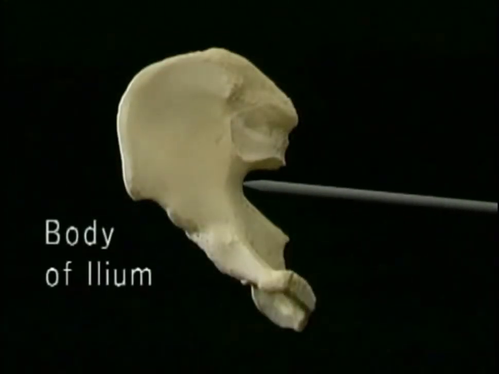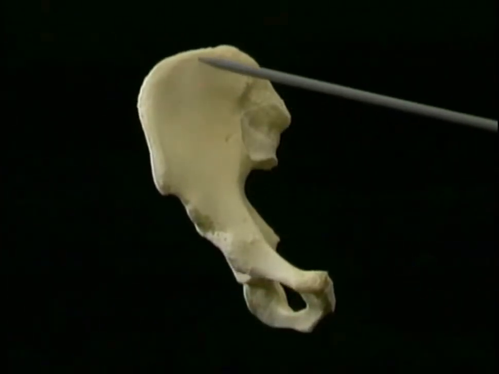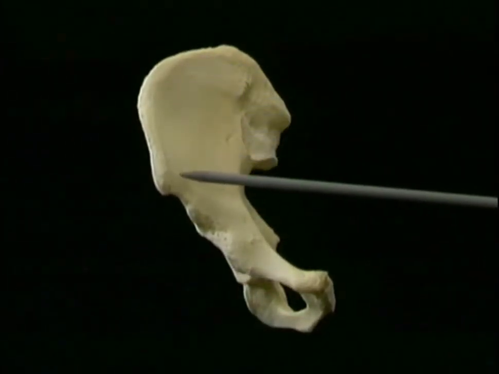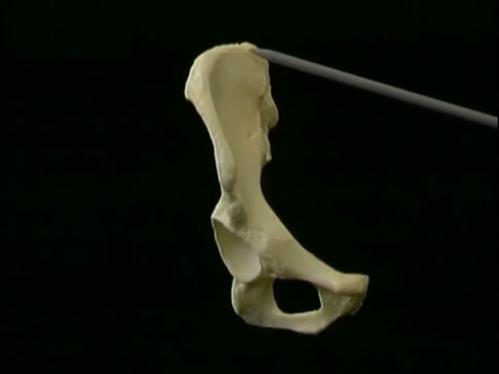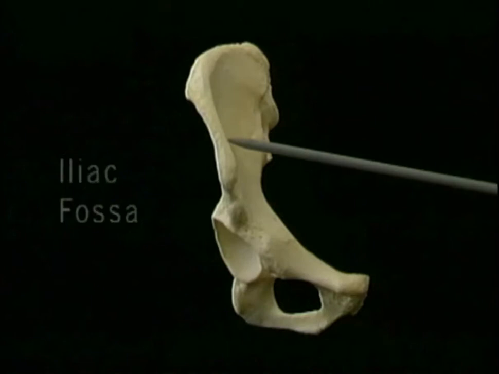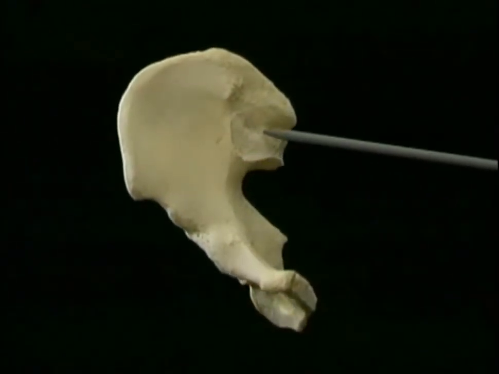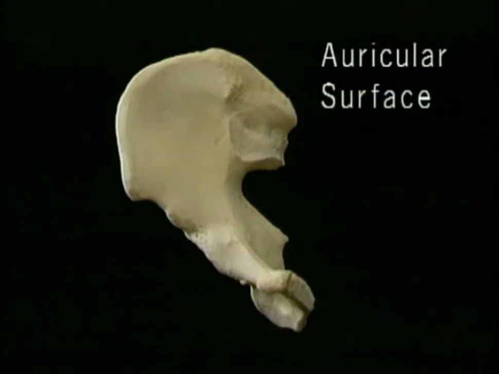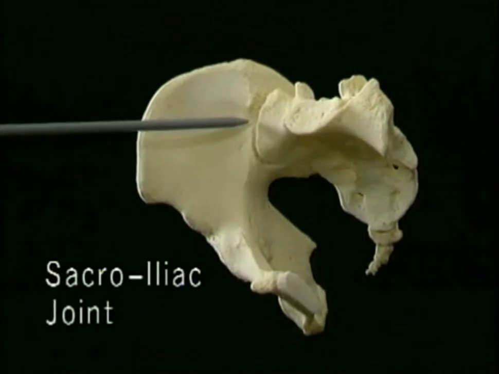The thick lower part of the ilium is the body. The broad expanse of bone that fans out above the body is the ala, or wing of the ilium. The concavity on the inner surface of the ala is known as the iliac fossa. This roughened area, the auricular surface, articulates with the sacrum, forming the sacroiliac joint.